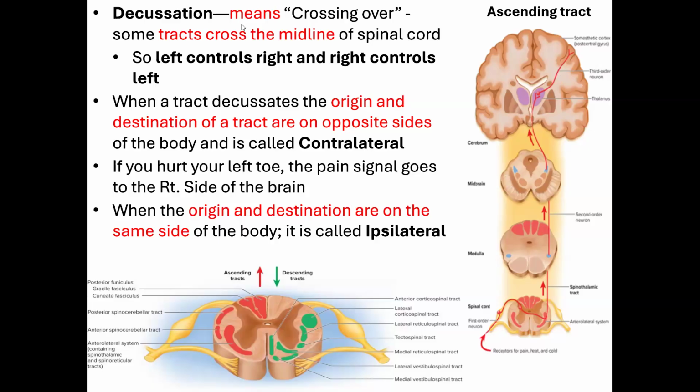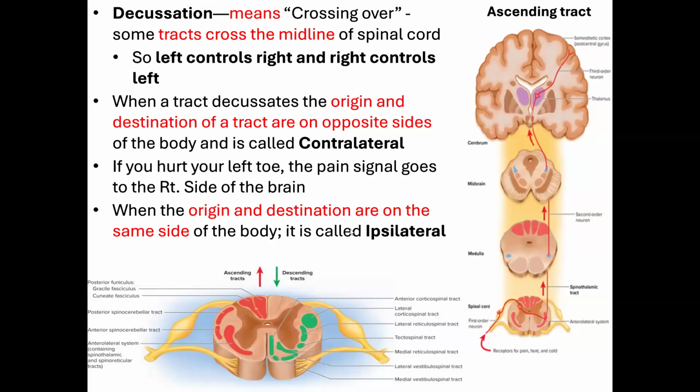So in such a case, it's called a contralateral. That means the origin of the impulse and the destination are on opposite sides. Is that clear? But sometimes it could be on the same side. It comes up here and goes straight up, and then it's called ipsilateral.